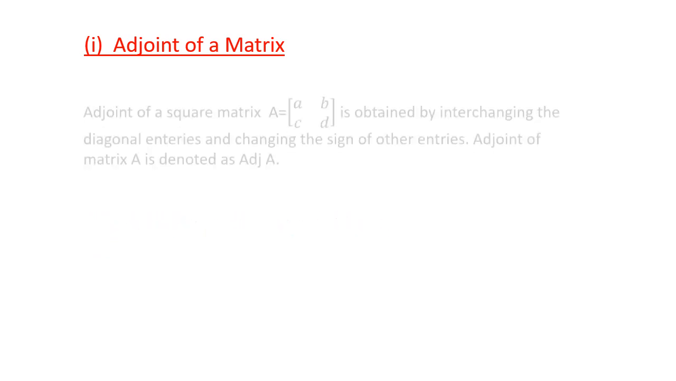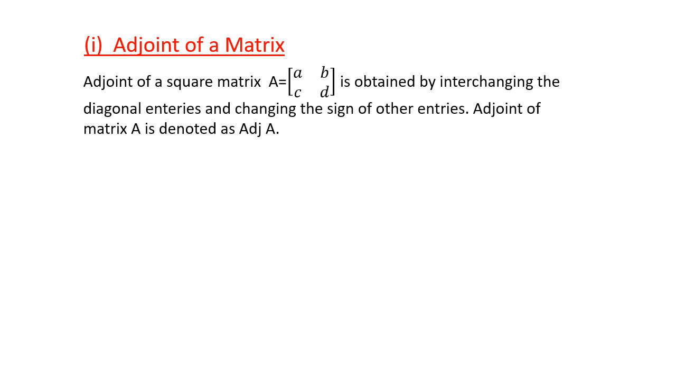Before we start question number 3, two definitions are very important. Number 1, adjoint of a matrix. Number 2, multiplicative inverse of a matrix. First, adjoint of a matrix. Adjoint of a square matrix A is obtained by interchanging the diagonal entries and changing the sign of the other entries. Adjoint of a matrix A is denoted as adjoint of A. That is, to find adjoint of A, we have to change the place of the diagonal entries and the sign of the other entries.